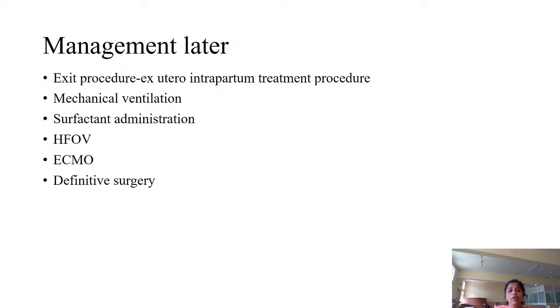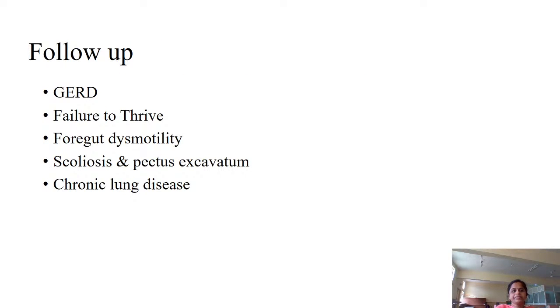The child might require other forms of ventilation, such as assisted ventilation, like high frequency oscillatory ventilator, or extracorporeal membrane oxygenation, and definitely surgery needs to be done. EXIT procedures, ex utero intrapartum treatment procedure, wherein certain fetal procedures are tried, and when the child is still a fetus, the defect is tried to be closed so that the development of the lungs is better. But not many centers do that here.